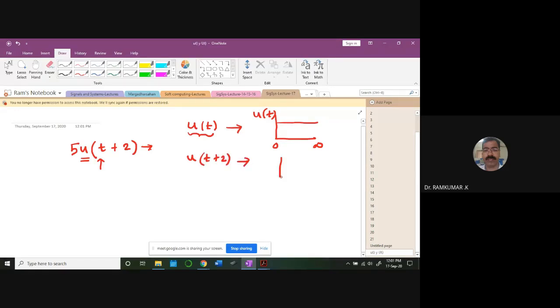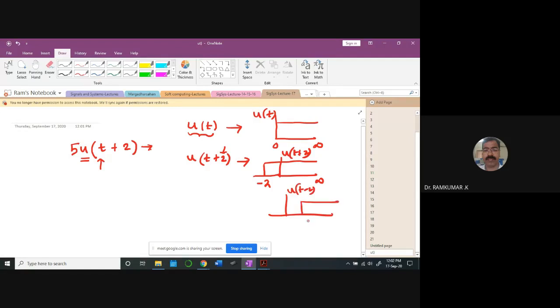You should shift towards the left, okay? So the signal starts here. So it's going to be like this. This is u of t plus 2. Minus 2 onwards, it's u of t plus 2. So you also know that u of t minus 2 also looks like this.